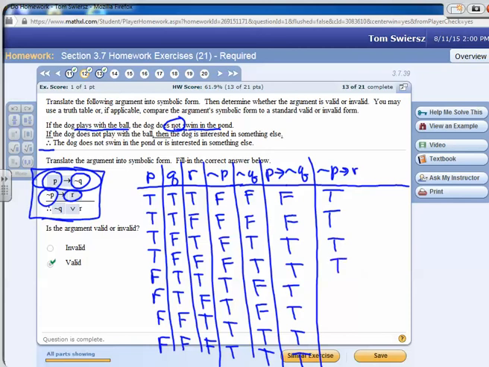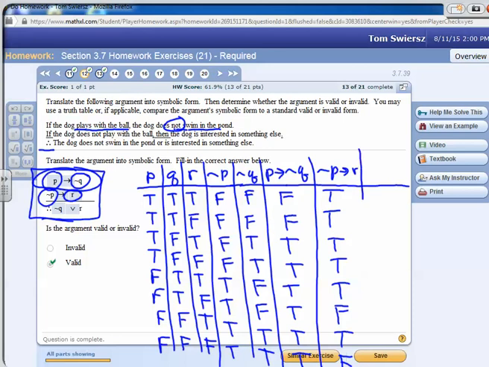If true, then true is true. If true, then false is false. Okay, if true, then true is true, and not P. If true, then false is false. Okay? Premise 1 and premise 2.